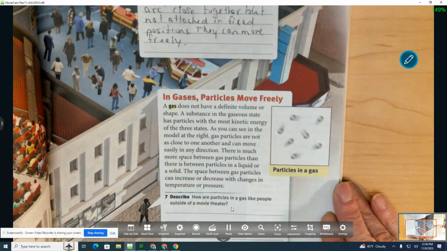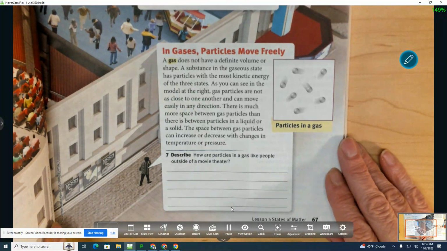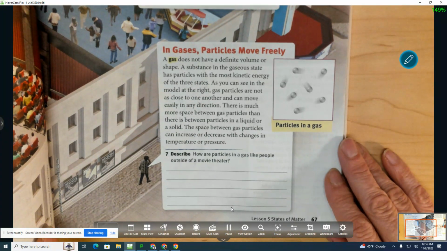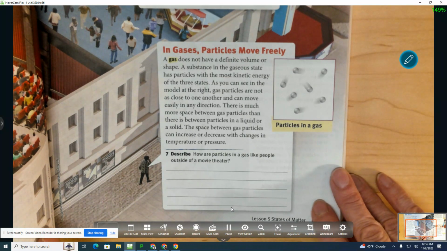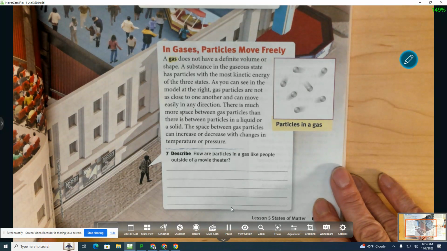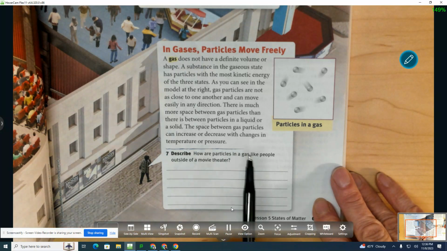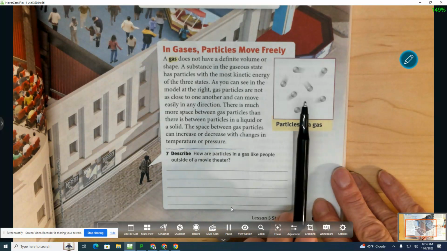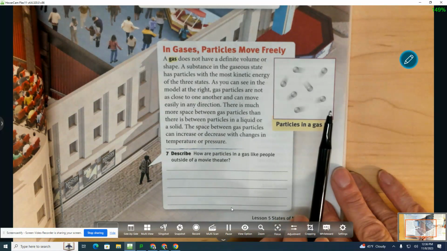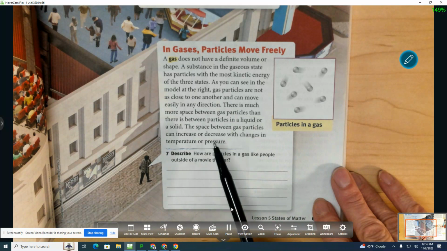In gases, particles move freely. A gas does not have a definite volume or shape. A substance in the gaseous state has particles with the most kinetic energy of the three states. As you can see in the model at the right, gas particles are not as close to one another and can move easily in any direction. There is much more space between gas particles than there is between particles in a liquid or a solid. The space between gas particles can increase, so the space can get bigger, or it can decrease, so the particles can move closer together, with changes in temperature or pressure.